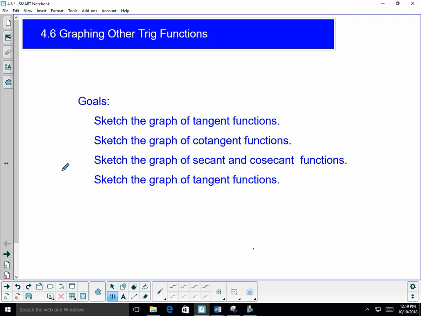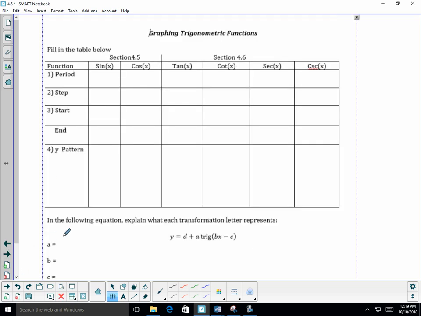This is going to be somewhat of a review from graphing sine and cosine, but now we're going to pick up graphing the other four trig functions. You should have the paper in your notes that looks like this.